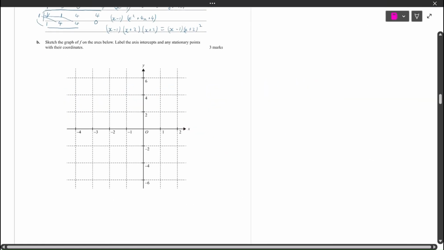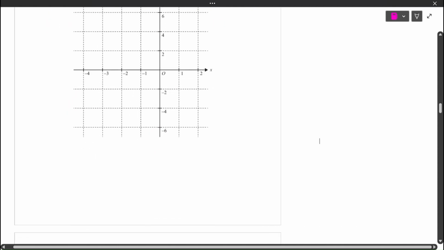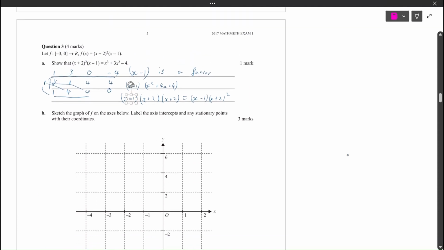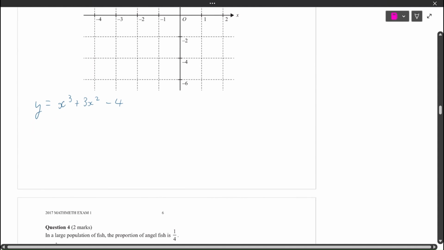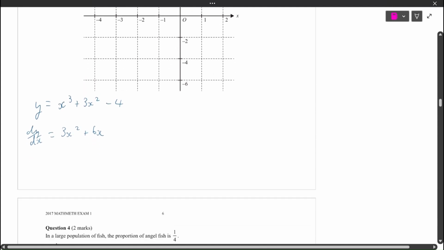Okay, so the next question is to sketch the graph of the function on the axis. So we can write y equals this expression here, so x cubed plus 3x squared minus 4. And the first thing you can do is find the derivative of this, so dy/dx, which just equals 3x squared plus 6x. And by doing this we'll be able to find the turning points where the gradient equals 0.